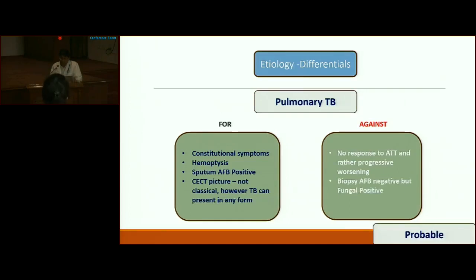Etiological differential diagnosis: first, we have kept pulmonary TB. For it, constitutional symptoms were there, hemoptysis, sputum AFB positive, and the CT picture, even though not classical, since TB can present in any form. Against it was the no response to ATT and the progression of disease. Biopsy AFB was negative but fungal was positive, so it's a probable diagnosis.